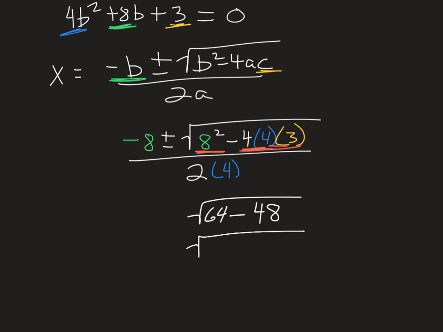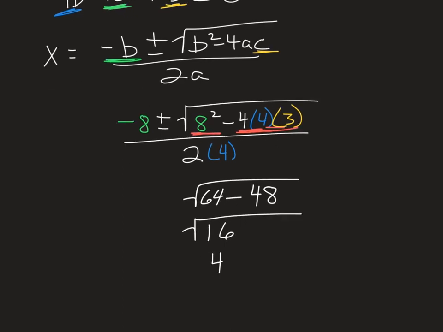Oh, I think I just said that wrong. Sorry if I said it wrong, but I can't rewind this. So 64 minus 48 gives you 16. And then the square root of 16 is 4, because 4 times 4 gives you 16.